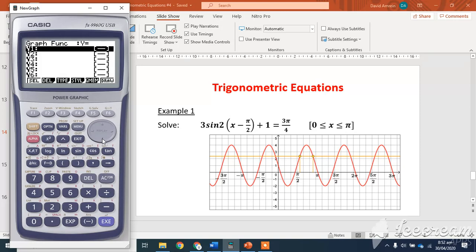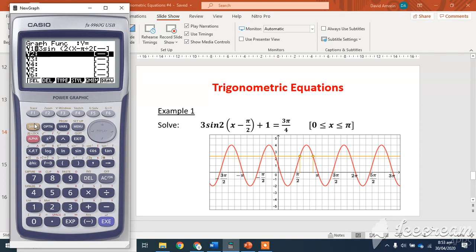Remember, we don't need to type y equals, so we just need to start typing 3 sine. Now remember my trick. I go bracket, then I put in my value of b, which is 2. Then I carry on with my next bracket, x, subtract, and I need to go shift pi divided by 2, and I need to close brackets, and then close my first bracket, and then I need to go plus 1.